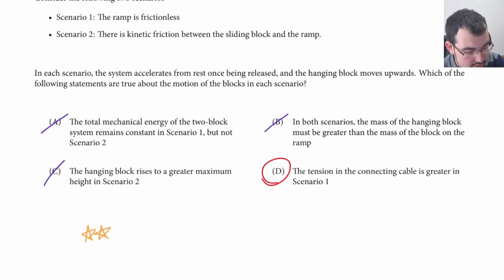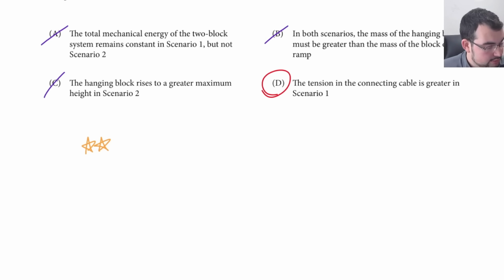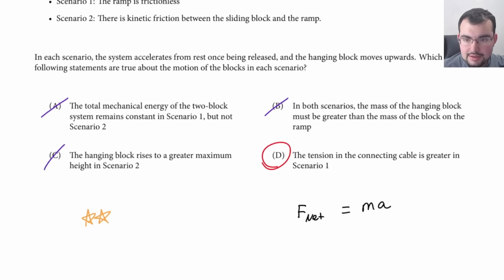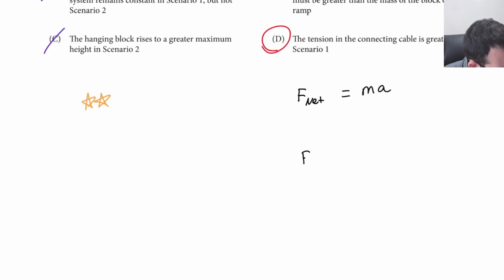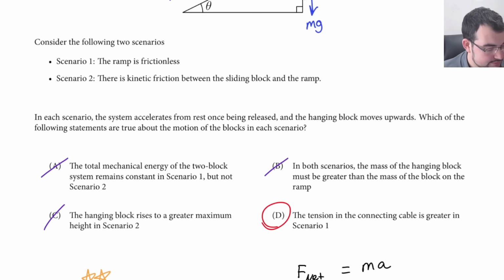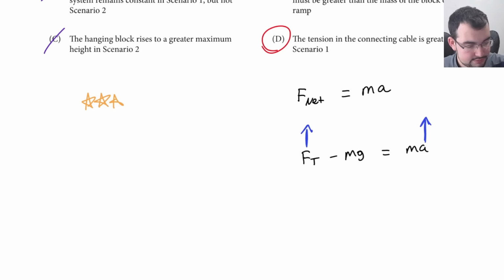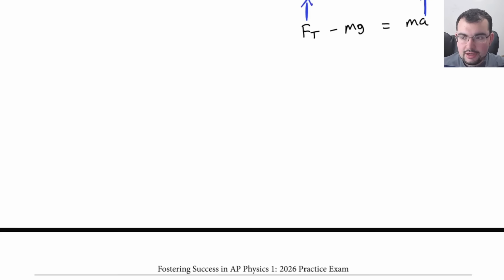Why is that true? Well, we can see that F net on the hanging block is just F net equals MA. So we see that F_T minus mg equals MA. So the acceleration is larger in scenario 1, so the tension force must be larger in scenario 1. Yeah, this is definitely difficult. A lot of evaluating going on there.